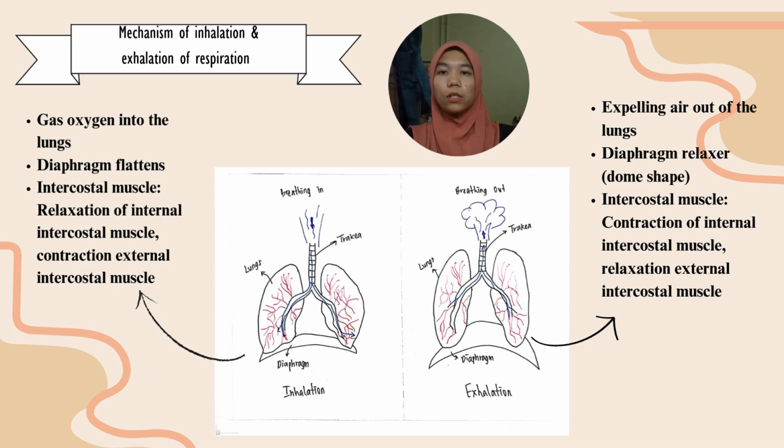For the intercostal muscles, there is relaxation of the internal intercostal muscles and contraction of the external intercostal muscles. For the exhalation part, we expel air out of the lungs, and the diaphragm relaxes and has a dome shape. For the intercostal muscles, there is contraction of the internal intercostal muscles and relaxation of the external intercostal muscles.